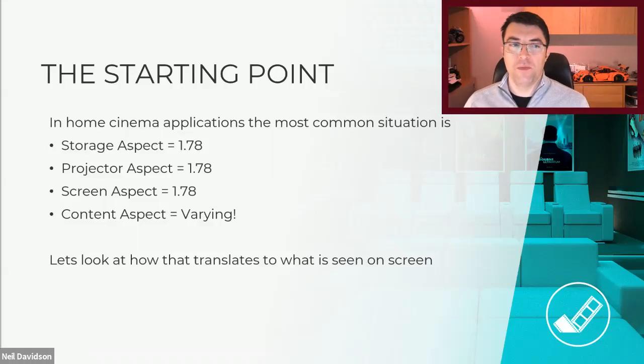So, typical starting point of a normal home theater projection system. The most common situation is that the storage aspect is 1.78. The projector aspect is also 1.78, and the screen aspect is also 1.78. The thing that is not, sadly, 1.78 is the content. These days we get so many different types of content aspects that we can basically assume that they are always going to be varying. So let's have a quick look and see what that means for the content that's seen on the screen.